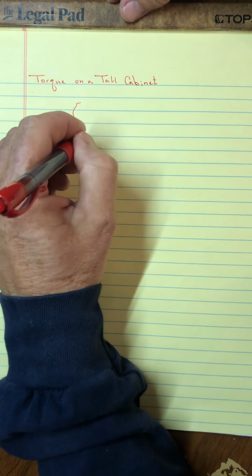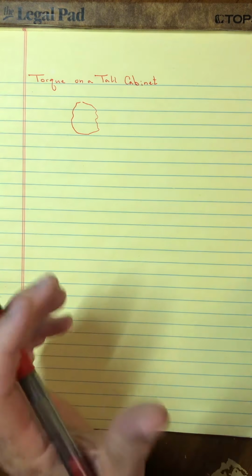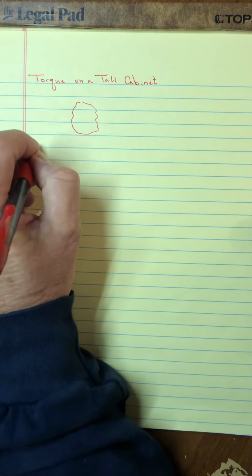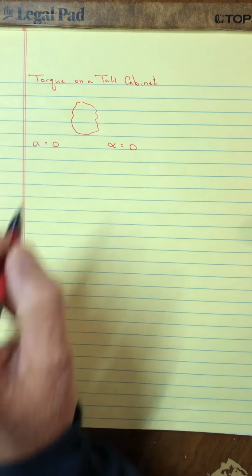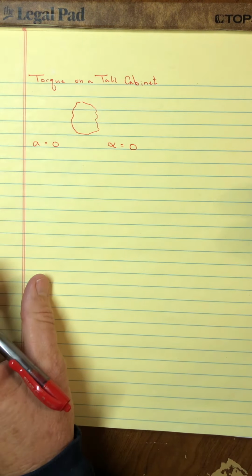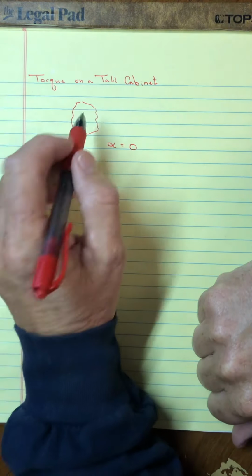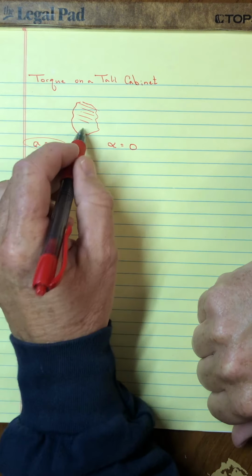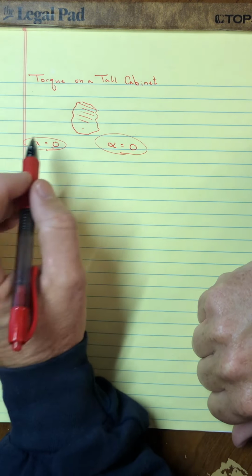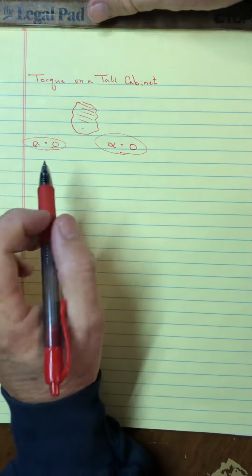But before we get to a cabinet, let me just point out, if you have any object and it's going to be stationary, that means it can't accelerate. But that is both translational and rotational. So whatever the shape or size of your object, if it's going to be stable, like a building or a bridge, or in this case a cabinet, you want the translational acceleration to be zero, and the rotational acceleration to be zero. That way, it won't translate and it won't rotate on you.